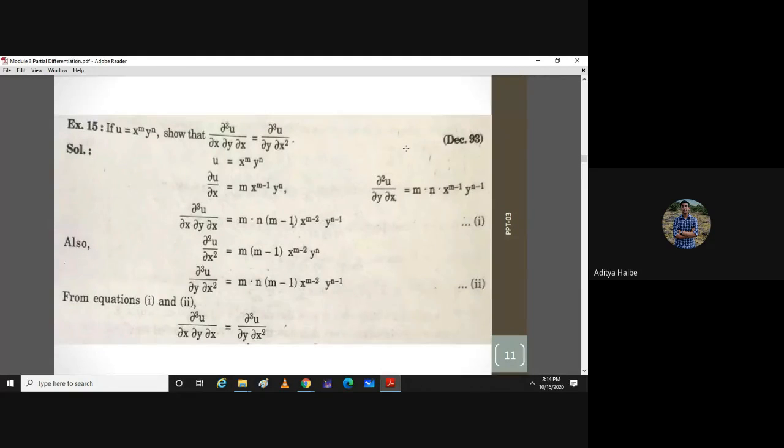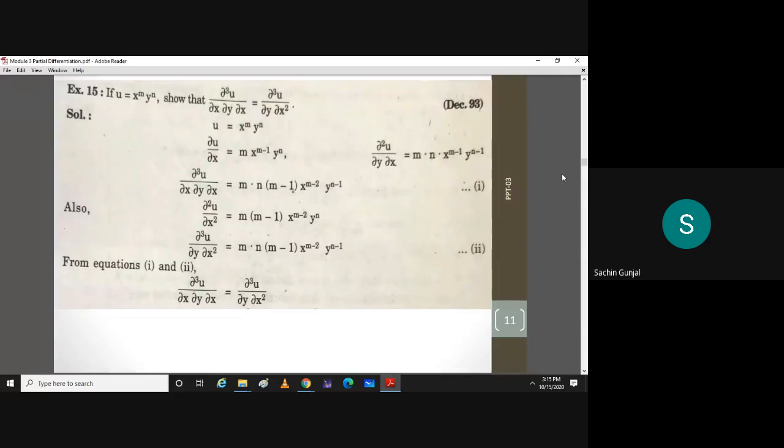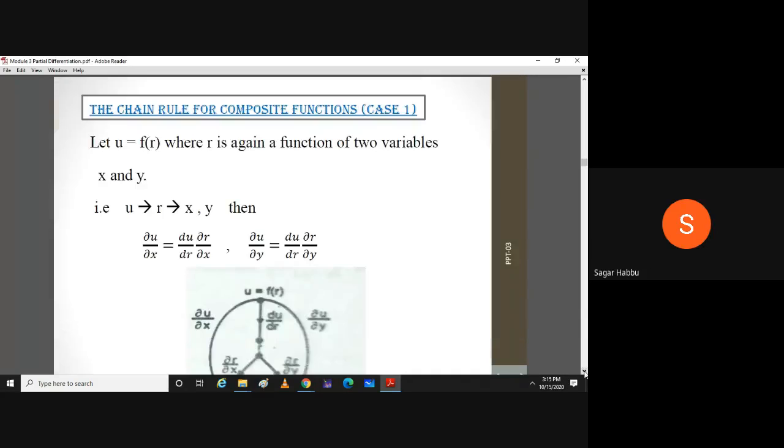Sir, with this example, is there a theorem behind this now? No, for second degree or second order derivative, there is a theorem, as we discussed in the morning. Yes, sir. Fine.